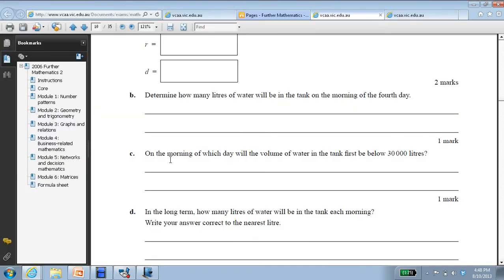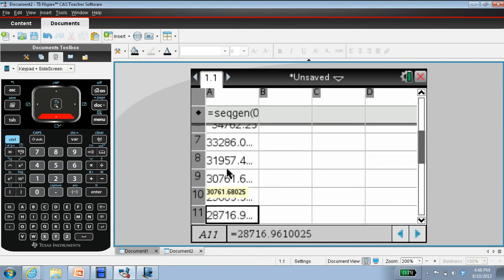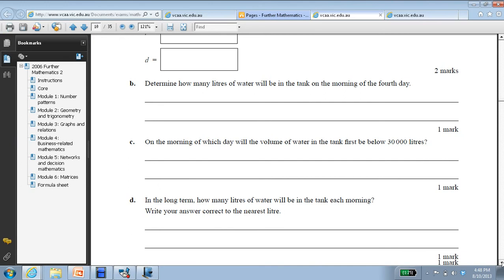The next question. On the morning of which day will the volume of the water first be below 30,000 litres? Okay, let's scroll down. Okay, so this is the morning of the 9th day, and it is not below 30,000. This is the morning of the 10th day. It is now below 30,000 for the first time. So we would write here on the morning of the 10th day, and be very clear with your answer. You want to make sure you get the mark.